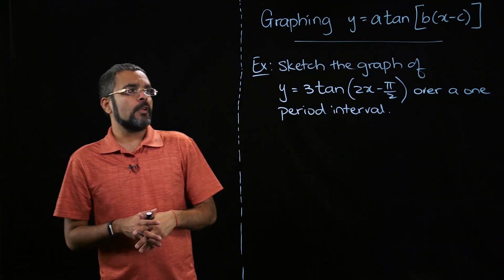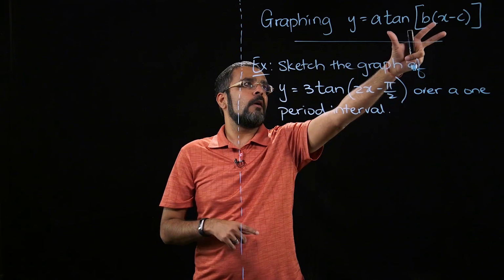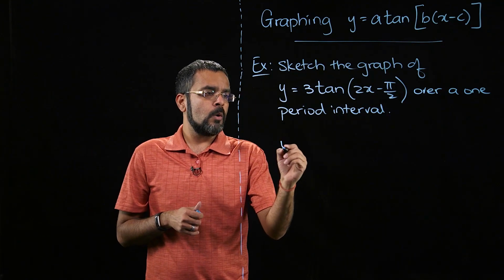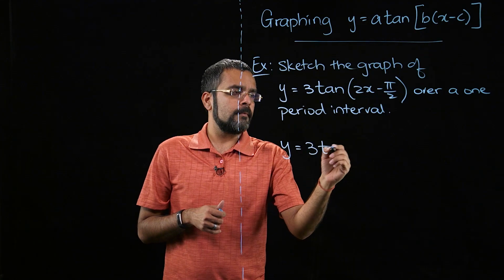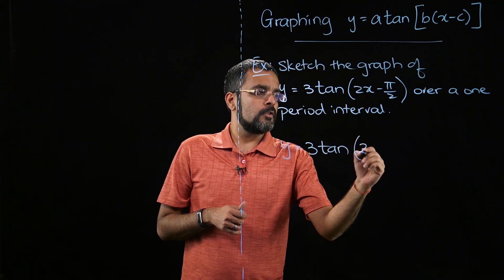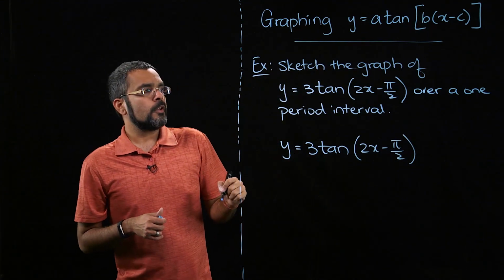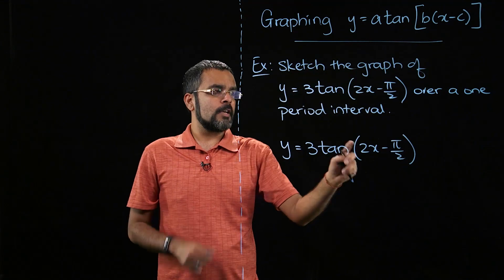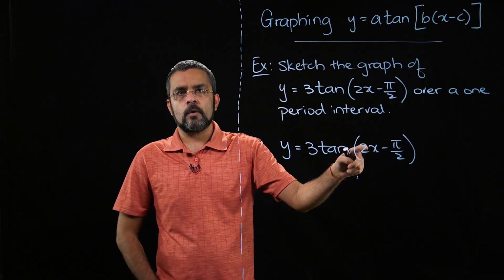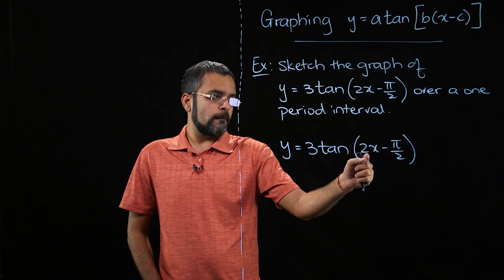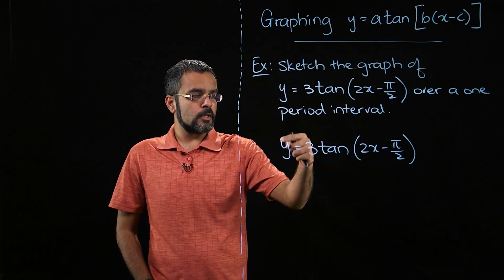Now, if you notice carefully, this is not exactly in the form of a tan bx minus c. So what I have right now is y equals 3 tan 2x minus pi over 2. To get it in that form, the first thing I want to do is make sure that x has a coefficient of 1. Right now the coefficient of x is 2. So I'm going to factor out that coefficient. I'm going to factor out a 2.